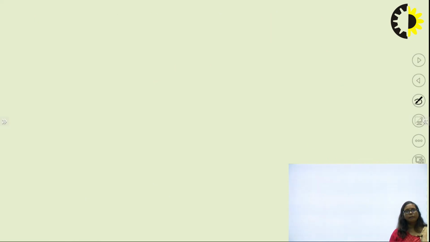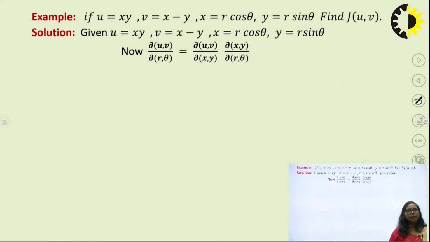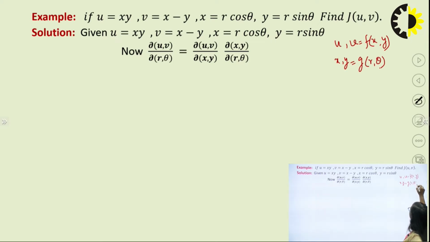Look at one more example for the second property. You are provided that u equal to xy, v equal to x minus y, x equal to r cos theta and y equal to r sin theta. Then find out the Jacobian of uv. If you look at these relations, what is given to you? We are provided that u and v are functions of x and y, and x and y are further functions of r and theta. What we need to find is the Jacobian of u and v with respect to r and theta.